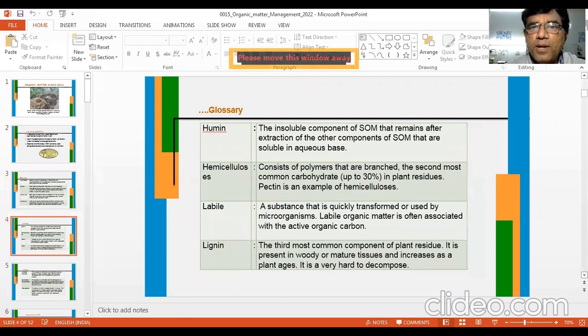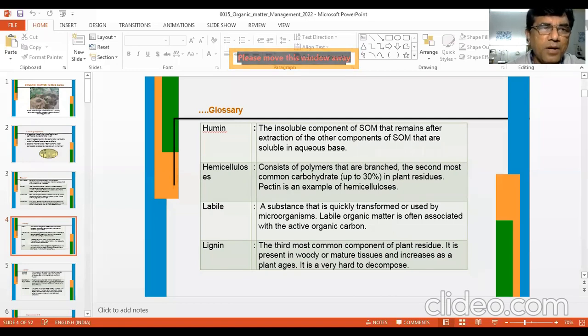Humin, the insoluble component of SOM. So humin is the insoluble component of SOM that remains after extraction of the other components, means your humic or fulvic acid have been taken out, then it is humin which is left. The others are soluble in aqueous base. So initially you can take out substances which are soluble in aqueous base or alkali. Then whatever is left is your humin. Then hemicellulose, it consists of polymers that are branched. The second most common carbohydrate, up to 30% in plant residues. Pectin is an example of hemicellulose.